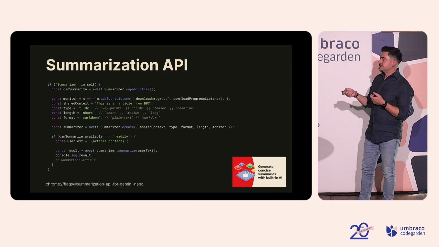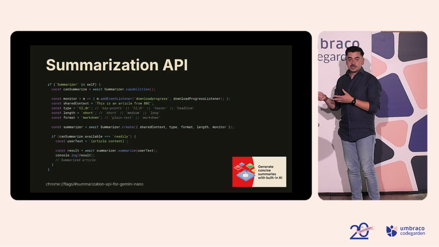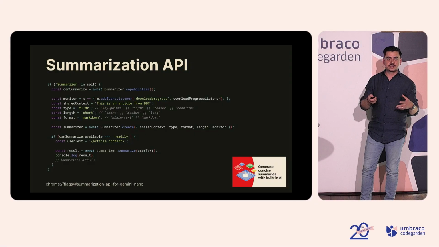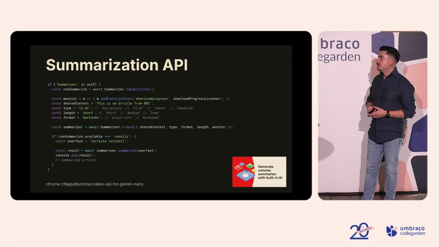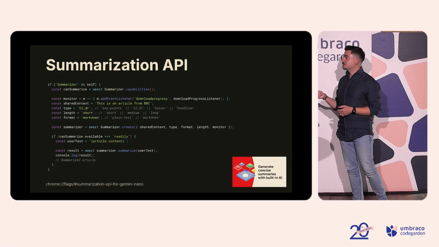You also create this instance of summarizer in the same way. Once it's available, you run summarizer.summarize, then you get the summarized article. This also has streaming methods. So instead of summarizer.summarize, you can call summarizer.summarizeStreaming, which creates chunks of response. We will also see an example of that implementation in the next one.